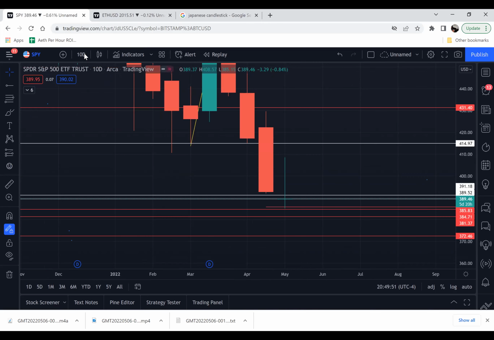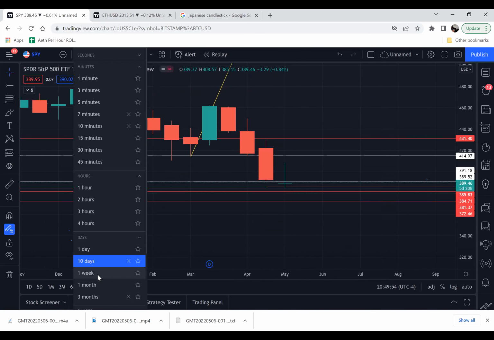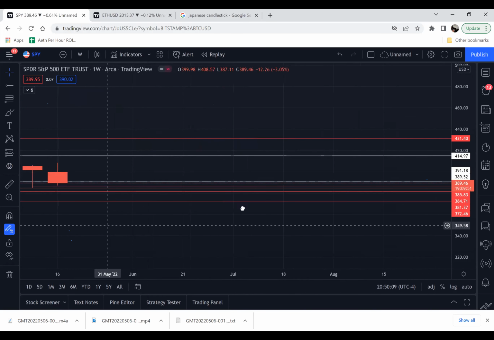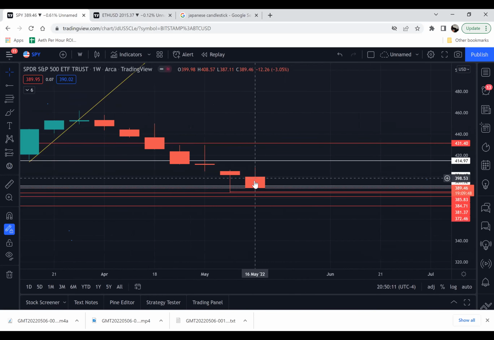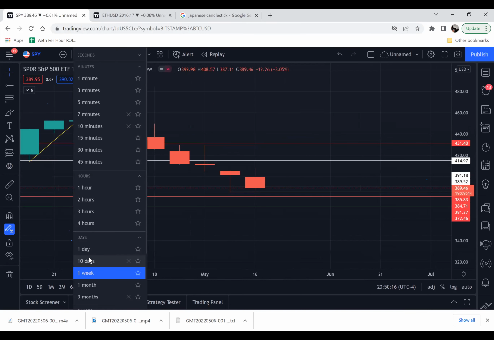You want to make certain. I made it a 10-day because you see how this is higher than this one, so it makes it look like this time frame is smaller than this one. No, this time frame is bigger than this one, because this is a 5-day trading chart, not a 7-day trading chart. This is a 10-day trading chart.